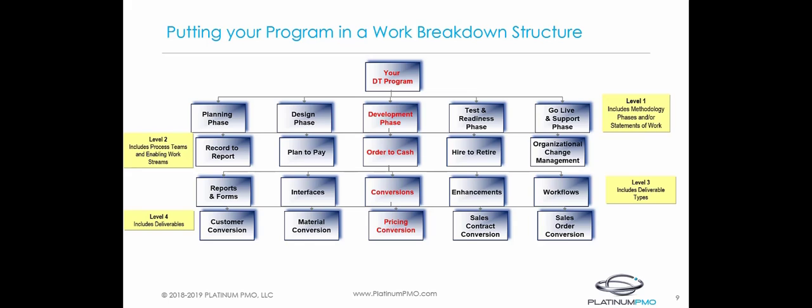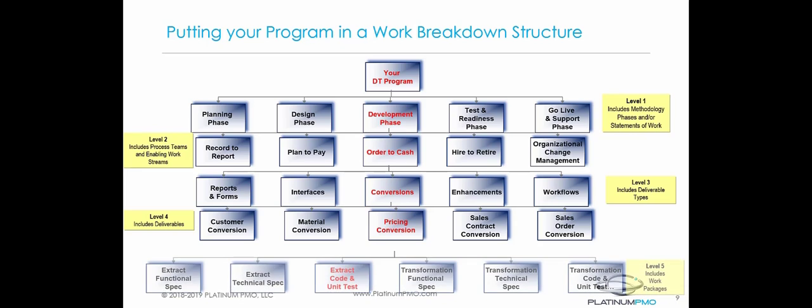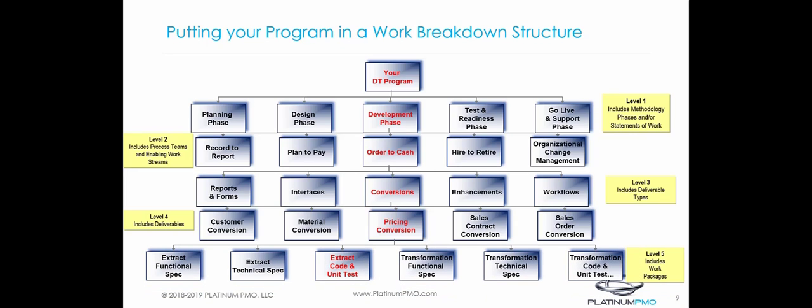Now at level 4, we simply lay out the scope of the actual conversions that are in scope for the order to cash project. Level 5 represents the actual work products one has to produce in order to complete a deliverable. As you can see in the example here, in order to complete the deliverable at level 4 called pricing conversion, there are 10 separate work products or work packages that need to be completed first, of which I'm only showing 6 here due to the size of the screen.